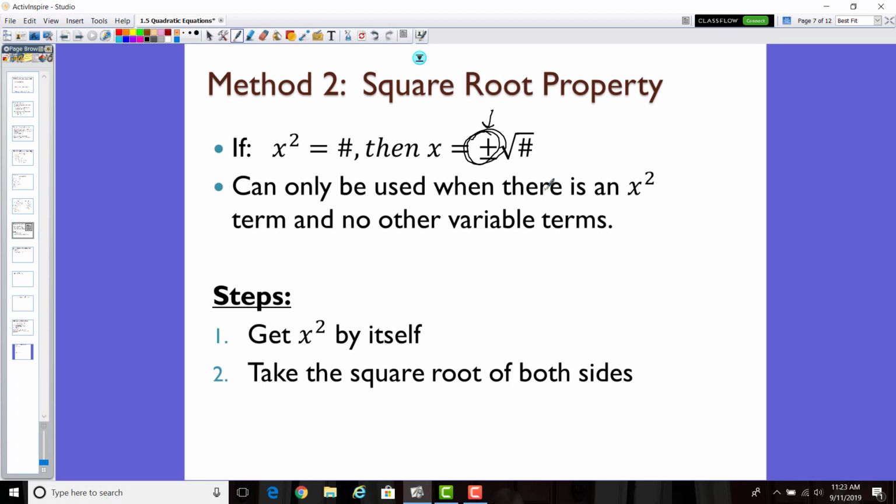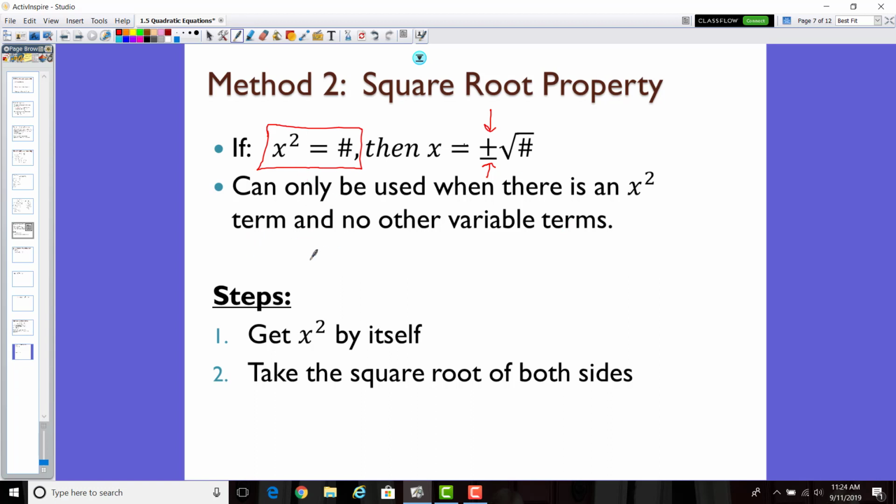When you plug a radical into your calculator, the radical is only going to give you the positive answer. However, we all know that there's more than one square root of a positive number. Okay? So the square root property says, if you can get your equation to look like the square term equaling numbers only, then we can take the square root of both sides, and our answer for x will be the positive and negative square root of that number.